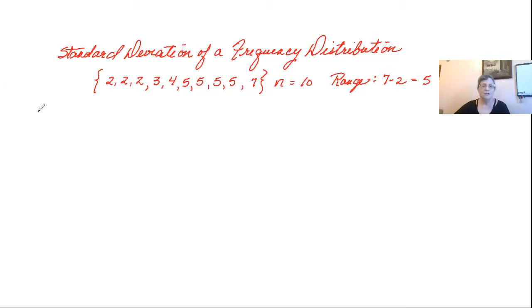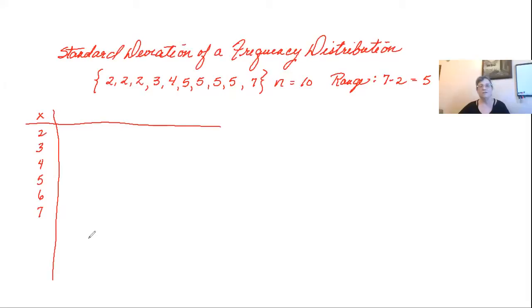So if I were to write all of my x's down, I've got 2, 3, 4, 5, 6, and 7 as the only x's I can have here, since the lowest is 2 and the highest is 7. My frequency: I've got three 2s, one 3, one 4, four 5s, zero 6s, and one 7.